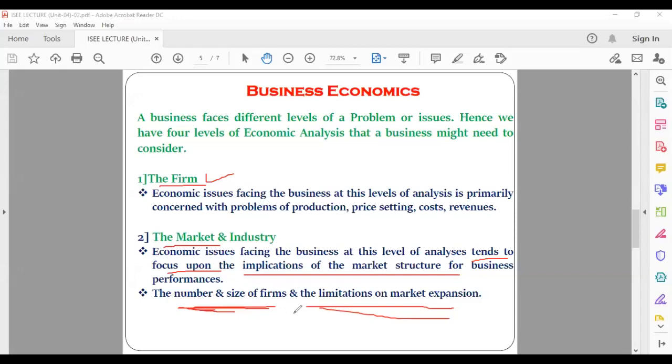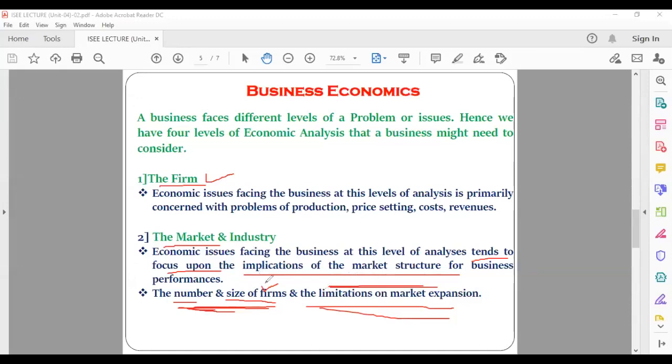There will be a limitation to access the market. If your business plants are limited, then can you access all kinds of markets? No sir. So that is the second problem businesses might have to face, related with the number and size of the firms. Depending on how many employees your company has and how many plants your company has, the company might have to face limitations on market expansion. Then how much market you can capture with your product, understood?